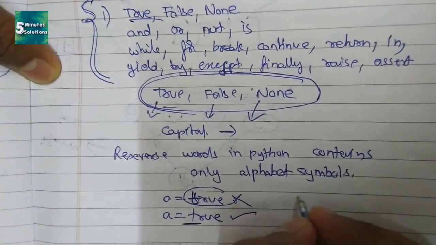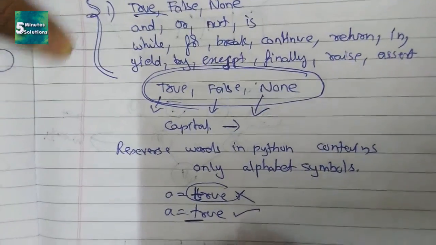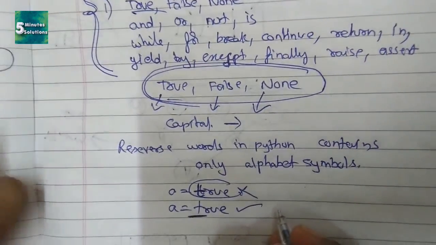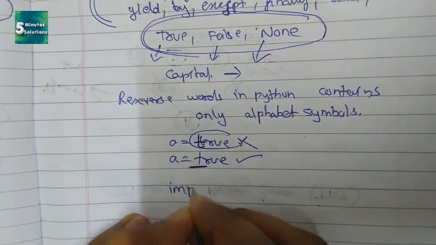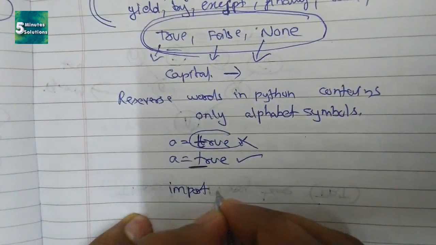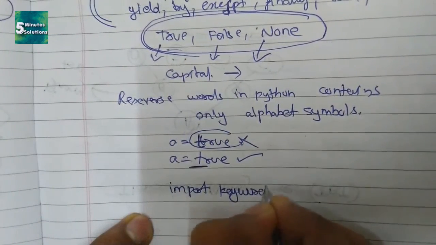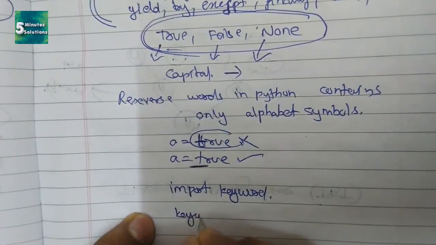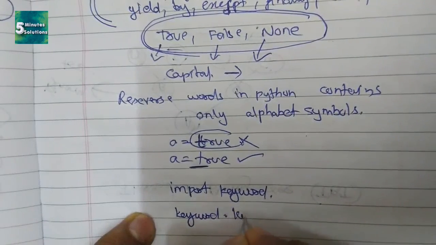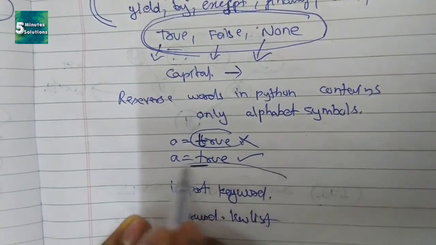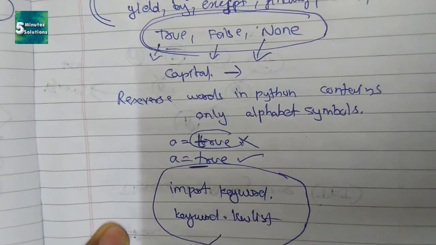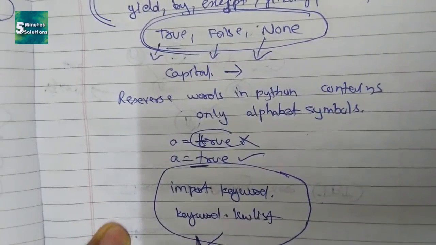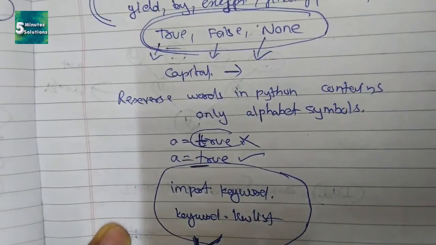And we have to remember that if we want to check how many reserved words are in Python IDE, just write import keyword dot kwlist. If you write this in your Python IDE, it will show all the 33 reserved words at the time of execution.